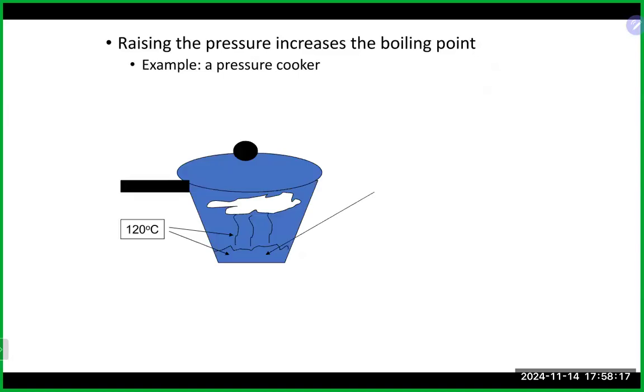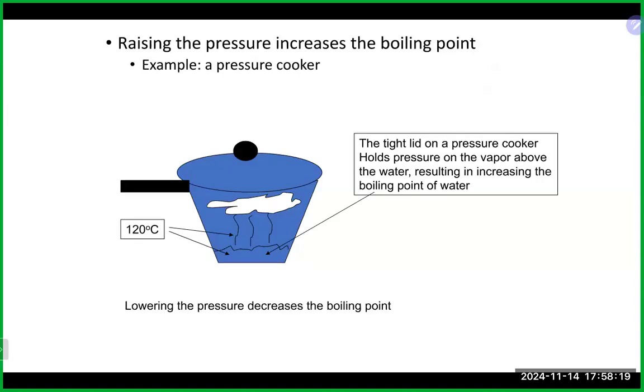Now, raising the pressure increases the boiling point. One way we can see that in real life is through a pressure cooker. When you put that tight lid on the pressure cooker, it holds the pressure on the vapor above the water, resulting in an increased boiling point. So you get this water vapor up here that can't really escape because of that pressure.